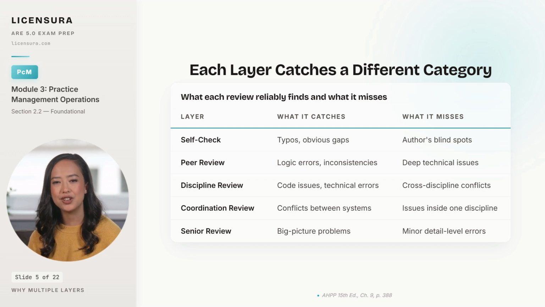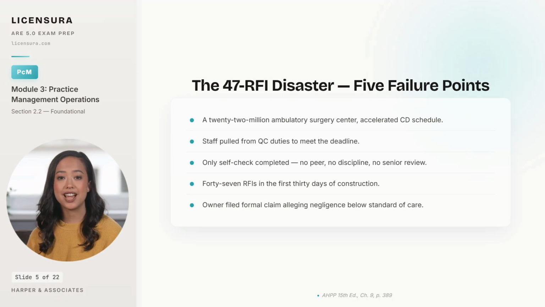When a firm skips layers under deadline pressure, the failure mode is always the same. Here is the cascade in real numbers. Harper & Associates, a 28-person firm in Charlotte, was juggling 3 projects when their largest client demanded an accelerated construction document schedule on a $22 million ambulatory surgery center. Principal David Harper pulled staff from QC review duties to meet the deadline, telling himself the firm would do a thorough review during the addenda period. The documents went out with only a self-check by the authors. No peer review, no discipline coordination review, no senior review.